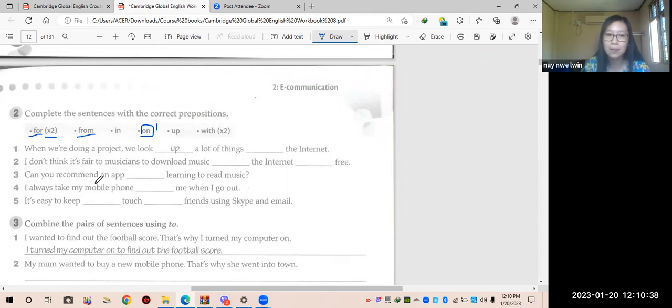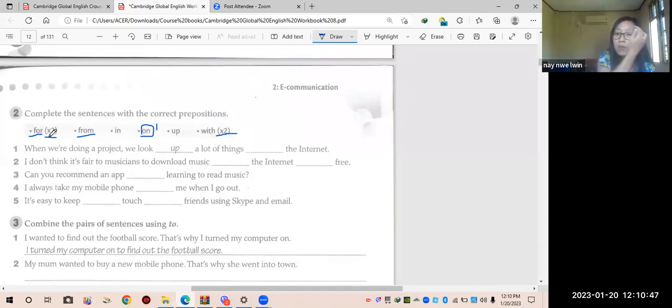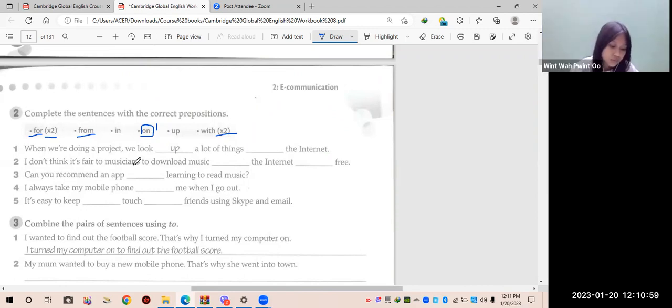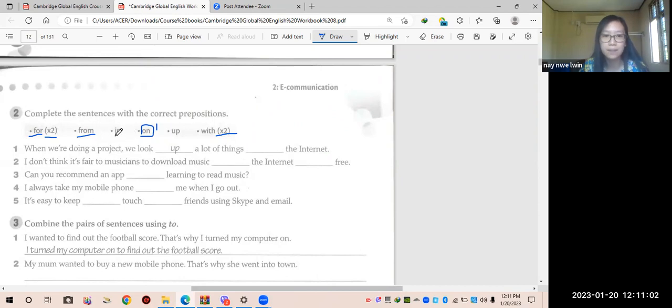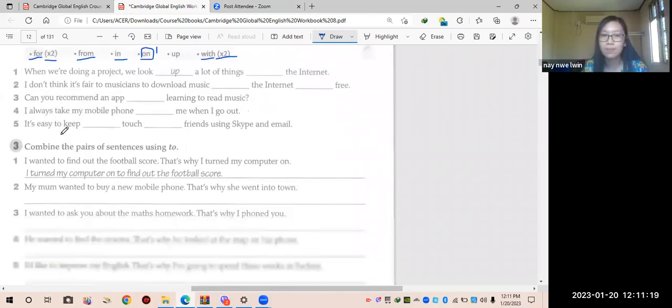And number 4, I always take my mobile phone blank me when I go out. With me, yes. I take my mobile phone with me when I go out, correct. So the last one, it is easy to keep blank touch blank friends using Skype and email. Keep in touch with. Yes, there is a collocation, right? Keep in touch with, so that is kind of like a collocation, right? So you have contact with your friends by using Skype and email like that, right? So you get all the answers, everyone. Okay. So let's move to number 3 then.